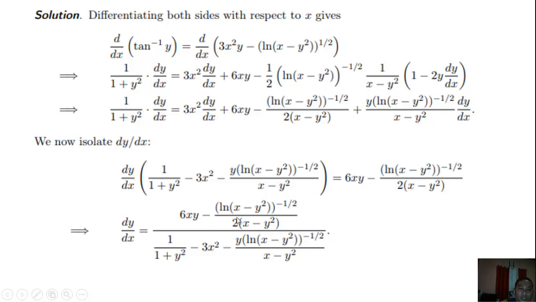Ayun! And this is the result, which is 6x minus y minus the quotient of ln of x minus y squared raised to the power of negative 1/2 over 2 x minus y squared all over 1 over 1 plus y squared minus 3x squared minus y ln x. Ito na yan. Ang haba.